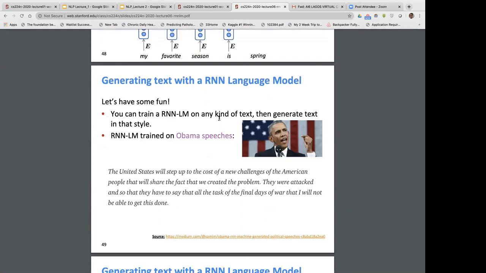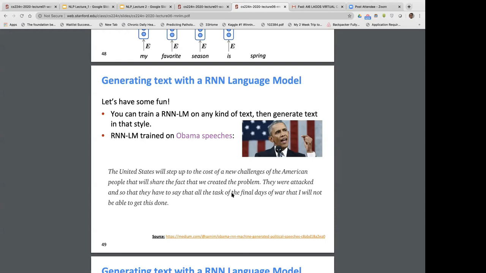So this is an example of an RNN language model that was trained on Obama speeches. "The United States will step up." They collected all of the speeches that Obama has ever written in his entire career, and then trained the language model on it. Intuitively, your model should predict text in the style that Obama talks. So your model learns a lot of things from just going over Obama speeches. Here you can see "the United States step up to the cost of a new challenge of the American people, the fact that we created the problem," and so on. Now see that it's quite coherent.